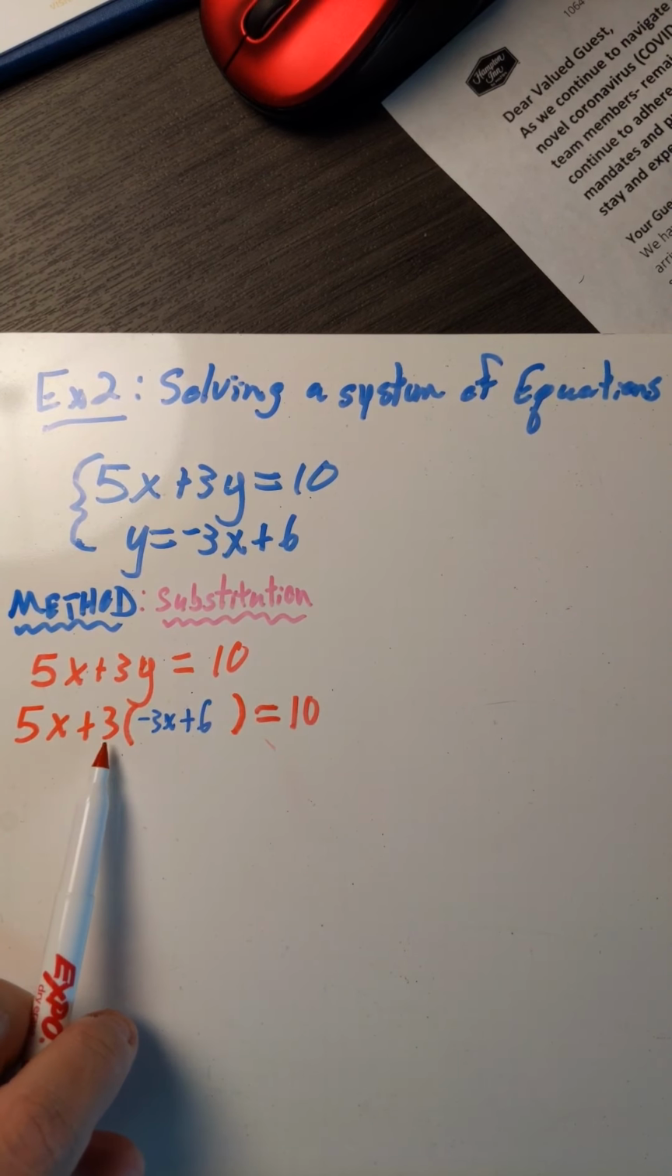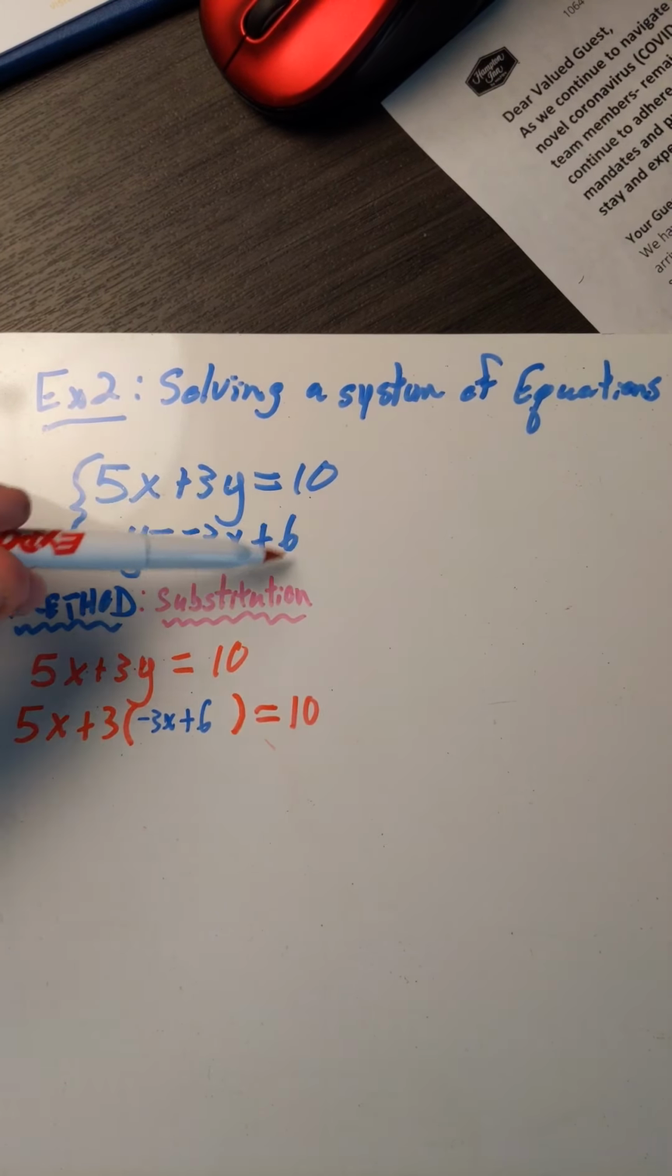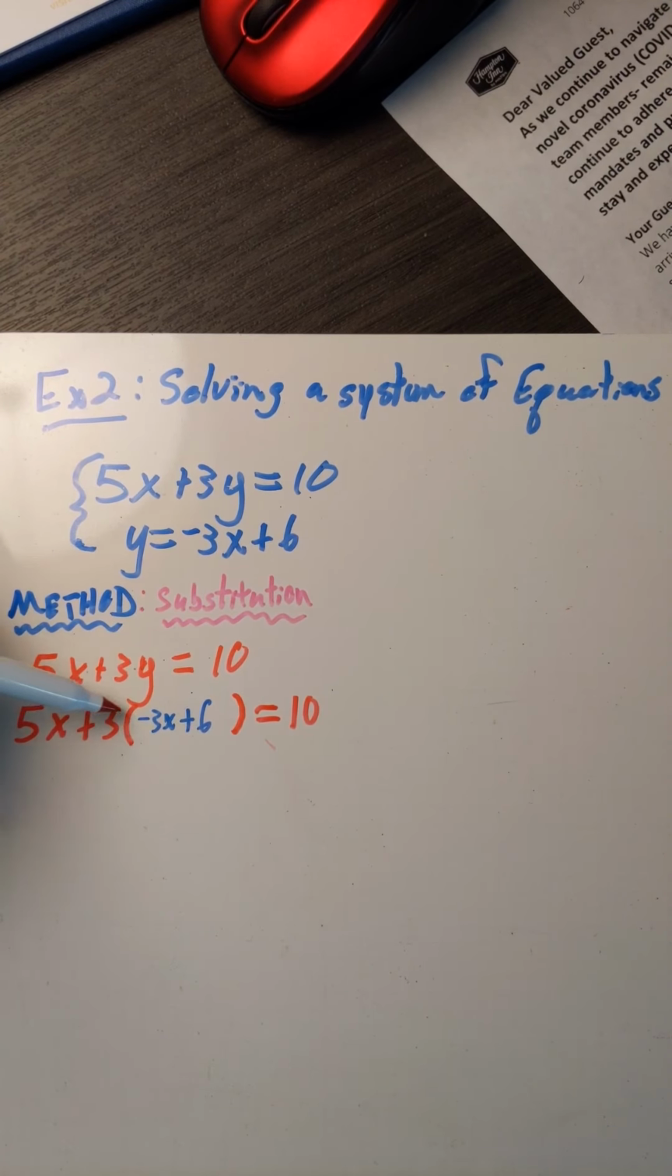Some questions that might come up here. Mr. Duncan, why is there still a 3 here? Well, because this says that we had 3 groups of whatever y is. Right? We have 5 groups of x plus 3 groups of y. So that means since y is equal to negative 3x plus 6, I should have 3 groups of this. So I should be multiplying this by that 3, because that's what was happening before. So the 3 doesn't just disappear, okay?